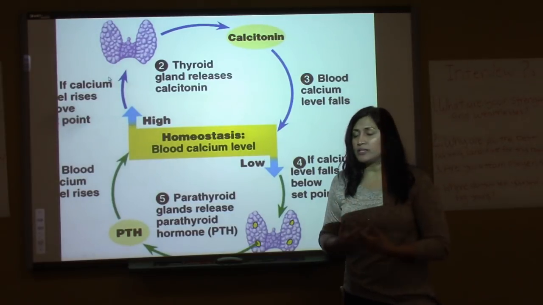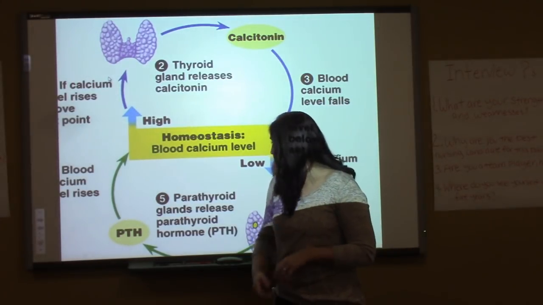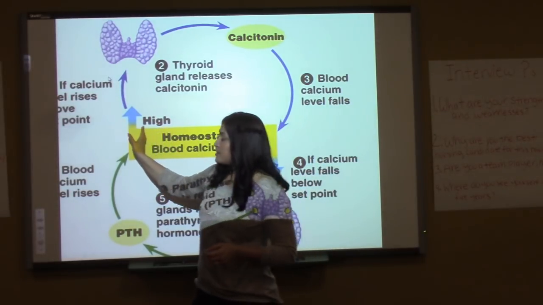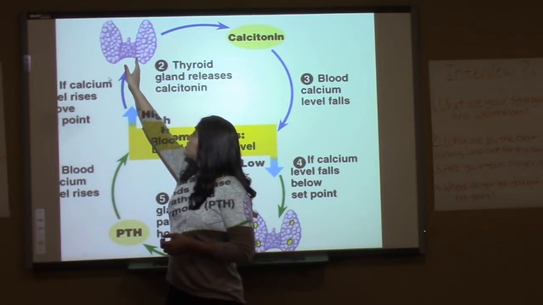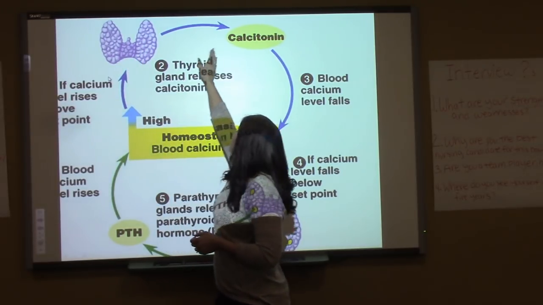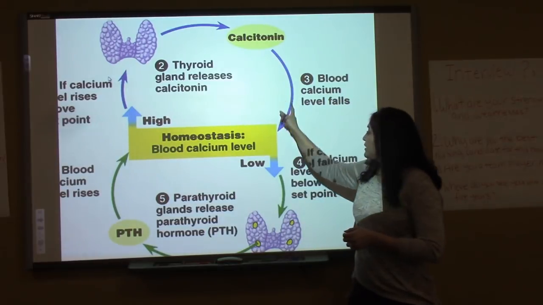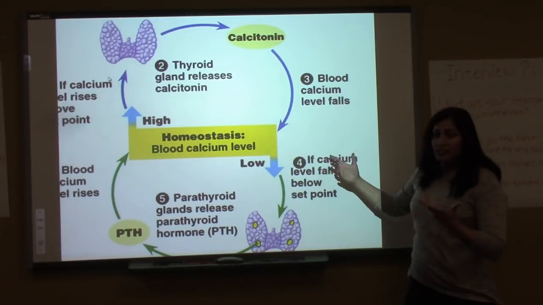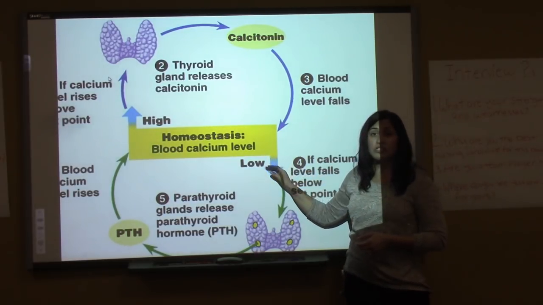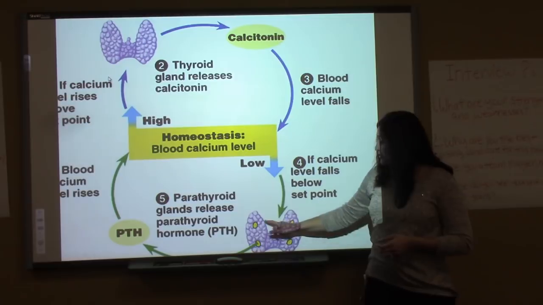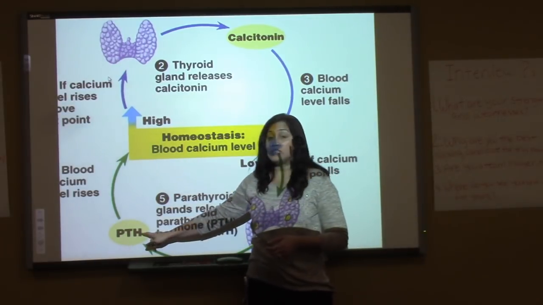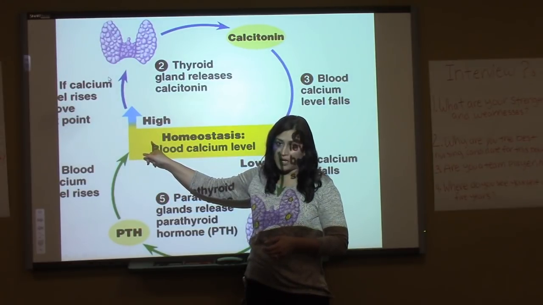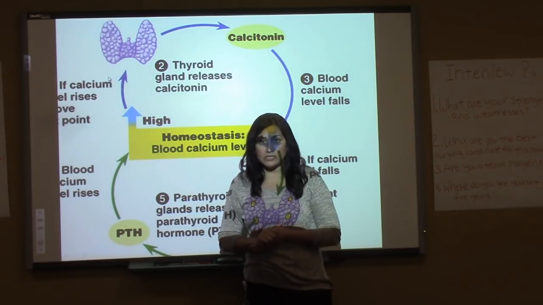So now we're going to see how these two hormones function. Right here is the homeostasis for calcium. Anytime your calcium level is increased, it stimulates your thyroid gland. In turn, your thyroid gland releases calcitonin. Calcitonin brings your calcium levels back down to homeostasis. Now, another situation: anytime your calcium levels start to fall, it will stimulate your parathyroid gland. Your parathyroid gland will release parathyroid hormone. That in turn will increase your blood calcium levels back up, bringing you back to homeostasis.